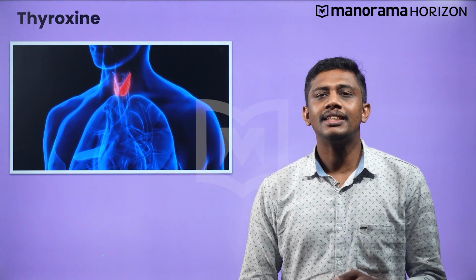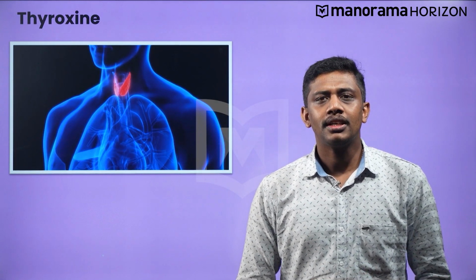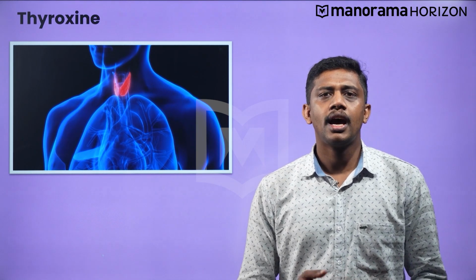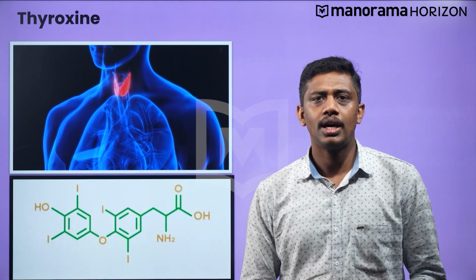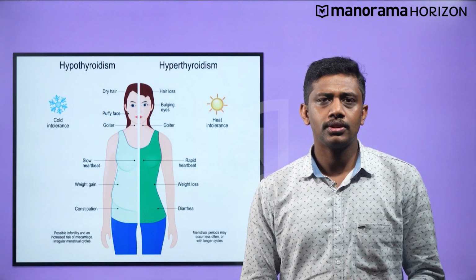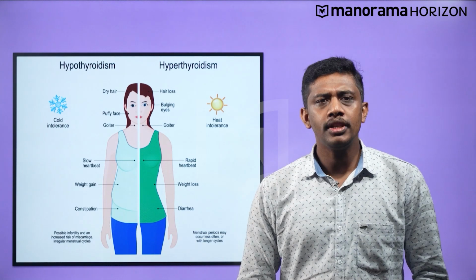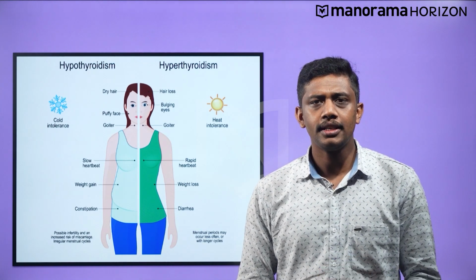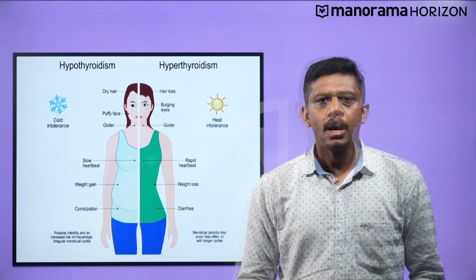Now, we will see thyroxine. Thyroxine is the hormone produced in the thyroid gland. Thyroxine is an iodinated derivative of the amino acid tyrosine. If the secretion of thyroxine hormone is low, then it will lead to hypothyroidism. A low level of iodine in the diet may lead to this condition.